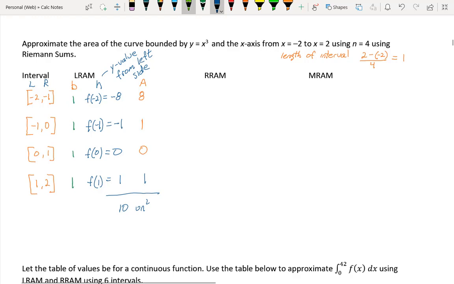This time we're going to use RRAM. So now we're using the right-hand x values. Okay, the base did not change here. The base stays the same.